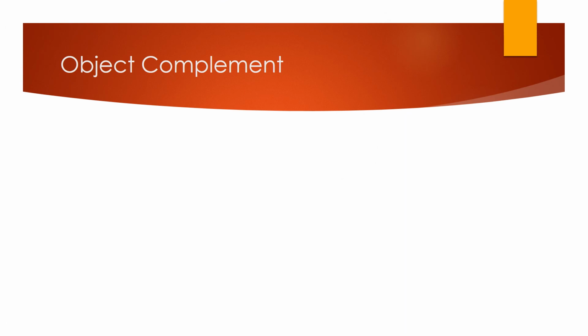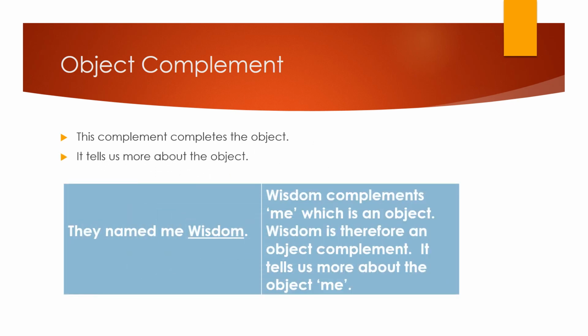Object complement. This complement completes the object. It tells us more about the object. They named me Wisdom. Wisdom complements me, which is an object. Wisdom is therefore an object complement. It tells us more about the object me. Wisdom is our NP or noun phrase which functions as a complement.